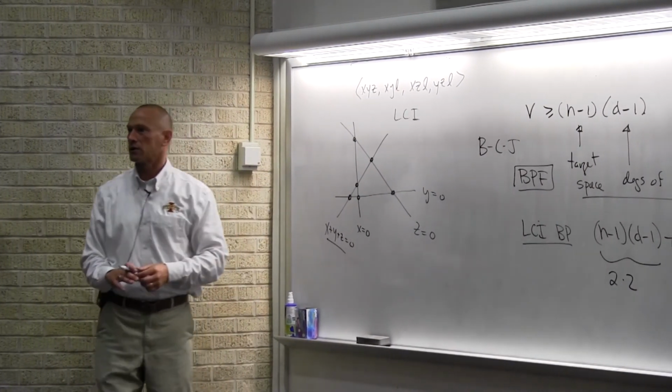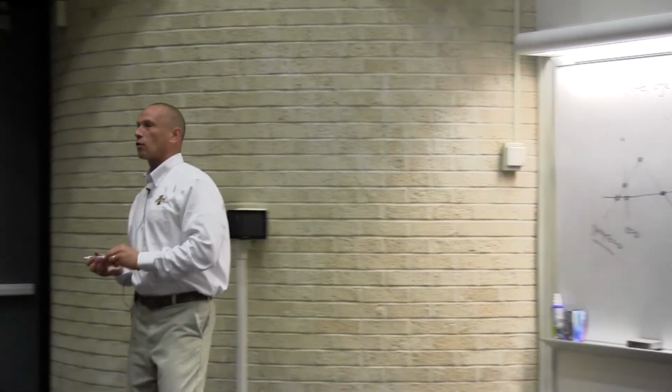Is there a quadric through these points? Help me out. Could I have a quadric going through these points?